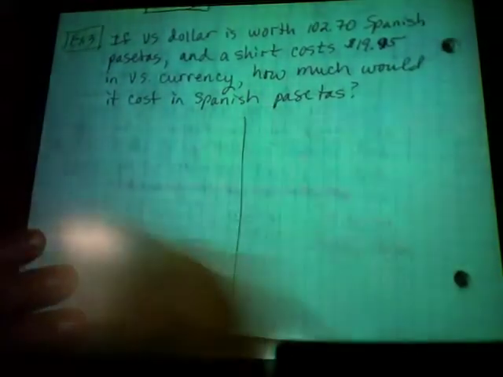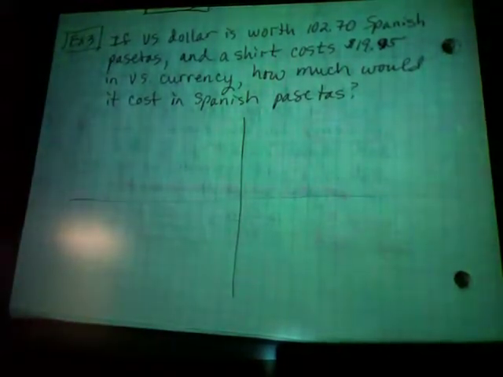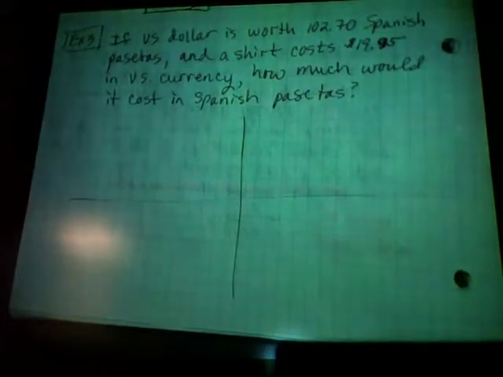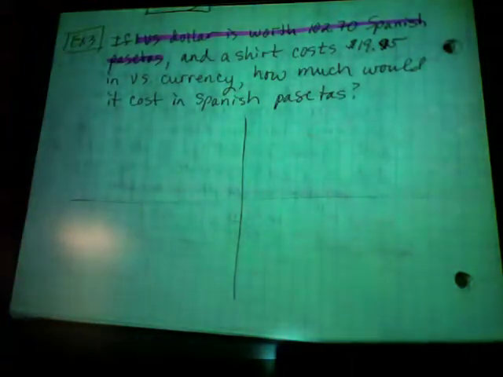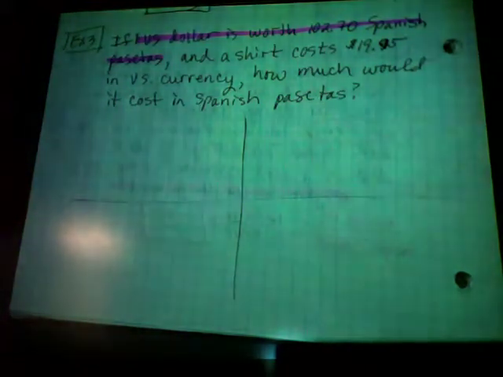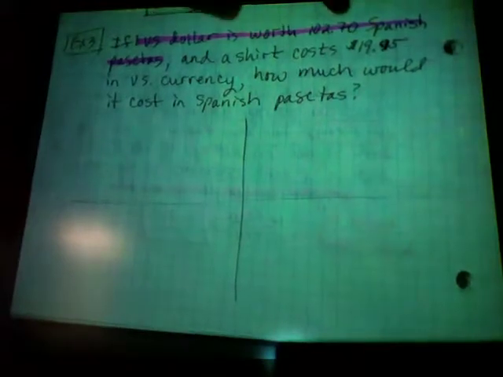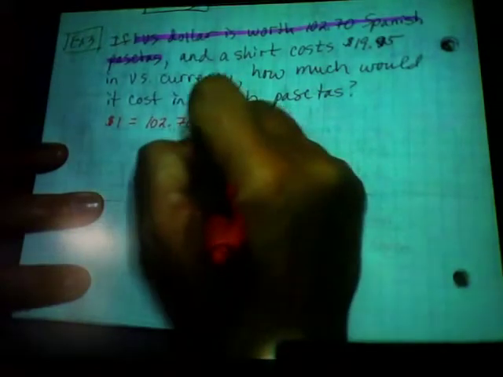So because it's a word problem, it's a 4-step plan. So we have a straight conversion. They said that, and we can put in here if 1 US dollar is worth 102.7 Spanish pesetas. That's no different than saying that 12 inches equals a foot or 60 seconds equals a minute. Aren't these two equal quantities? 1 US dollar is exactly equal to 102.7 Spanish pesetas.